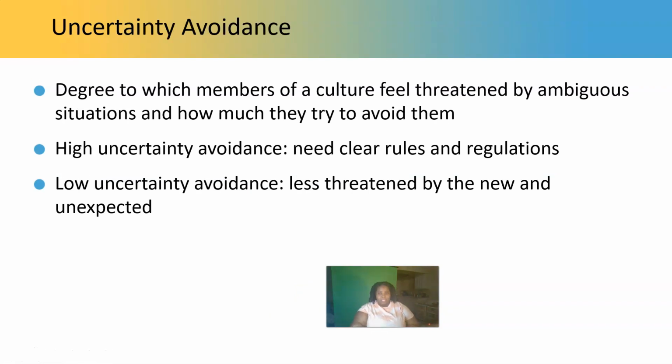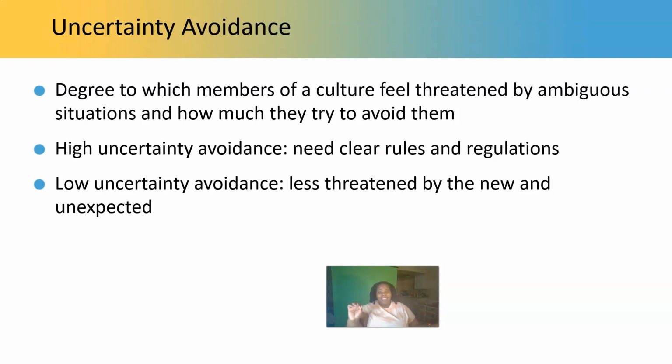Uncertainty avoidance. So this is the degree in which members of a culture feel threatened by ambiguous situations and how much they try to avoid them. So in some cultures, now before I go a little bit further, you have to break down the word. High uncertainty avoidance. It almost looks like a double negative a little bit. Then low uncertainty avoidance. So always break down the word. That's what helped me remember when I was learning this theory.